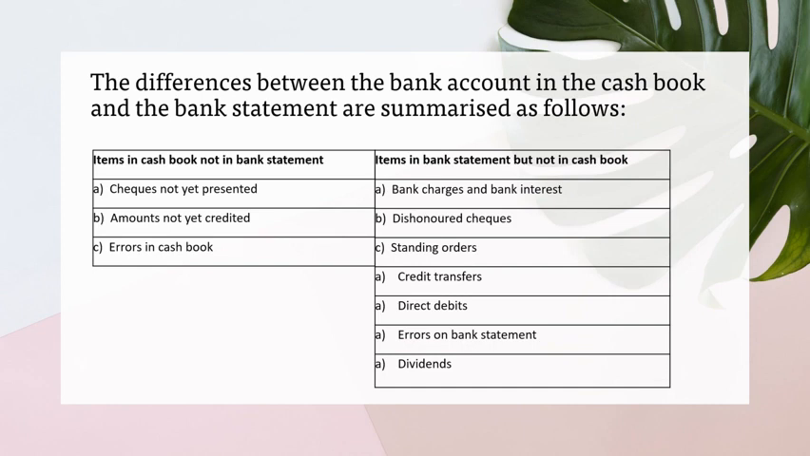And errors in the cash book, such as, say, it was supposed to be 100 but accidentally, because of human error, I put it as 10. So you need to adjust in your cash book. If the cash book makes the mistake, you must adjust in the cash book.